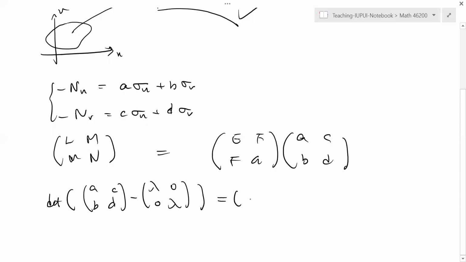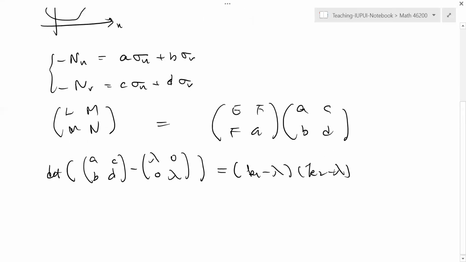two things. I think it's K1 minus lambda and K2 minus lambda, and so you get two eigenvalues. This is where the principal curvatures show up. But on the other hand, this is going to be the determinant of A, B, C, D, minus the trace, A plus D, times lambda, plus lambda squared.